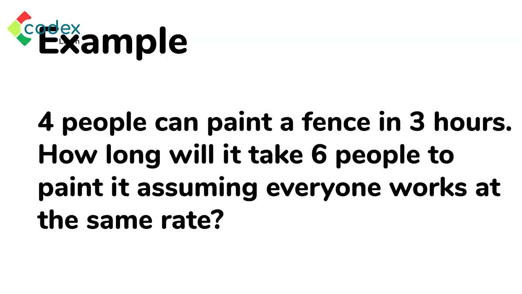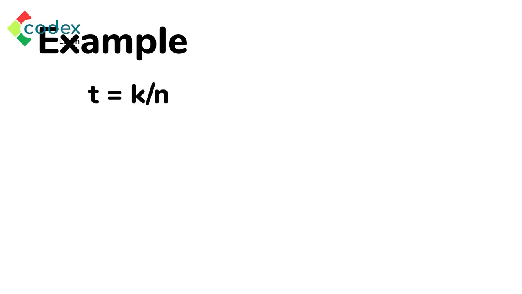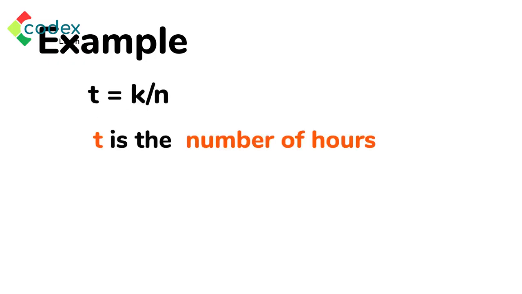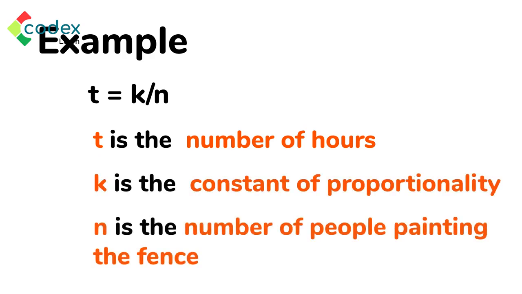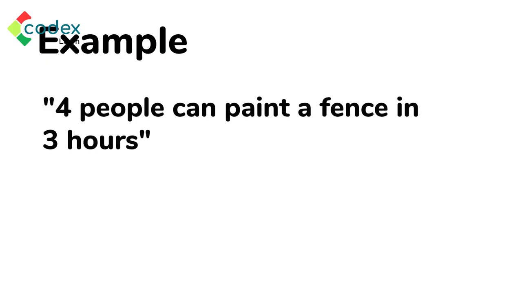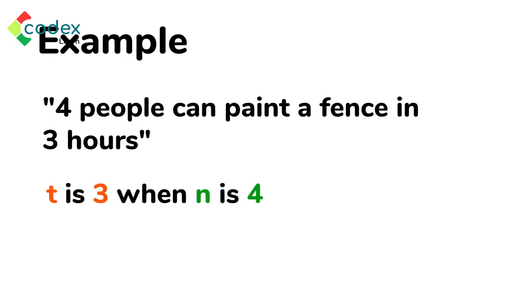Let's use an example further. 4 people can paint a fence in 3 hours. How long will it take 6 people to paint it, assuming everyone works at the same rate? It is an inverse proportion. As the number of people goes up, the painting time goes down. As the number of people goes down, the painting time goes up. We can use T equals K divided by N, where T is the number of hours, K is the constant of proportionality, and N is the number of people painting the fence. 4 people can paint a fence in 3 hours means that T is 3 when N is 4.